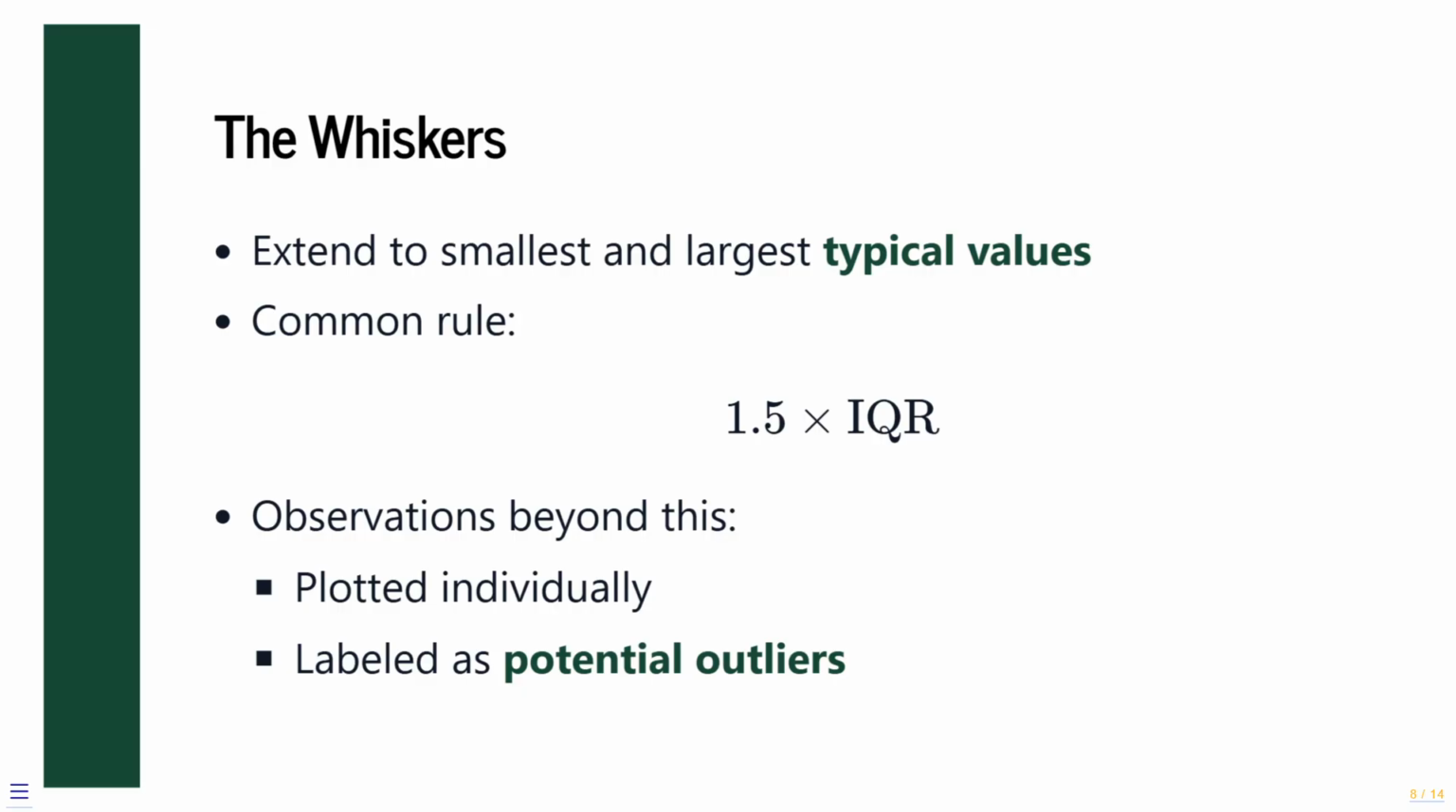Any observations beyond the whiskers are plotted individually, often as points, and labeled as potential outliers. This is important. Those points aren't automatically bad data. They're simply values that deserve attention because they are unusually far from the central portion of the distribution. This approach prevents extreme values from stretching the scale so much that we can't see the rest of the distribution clearly, while still making sure we don't hide the extremes.